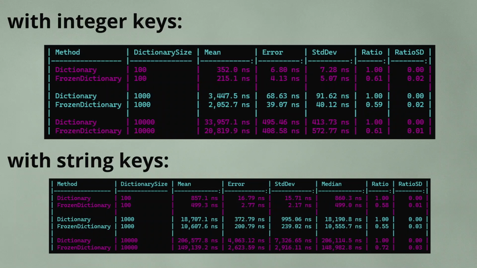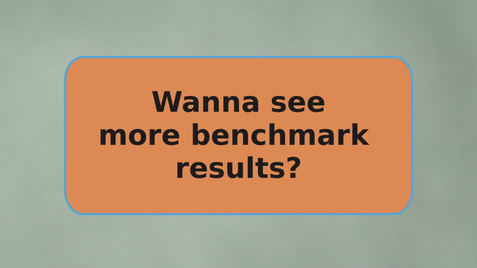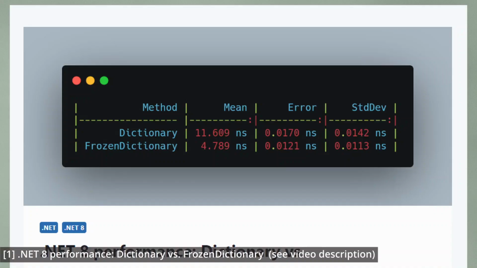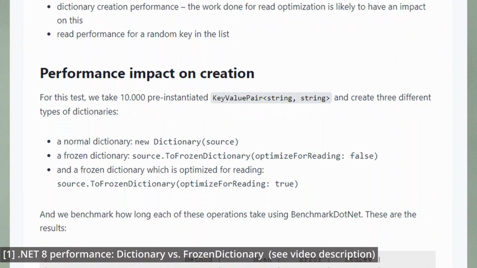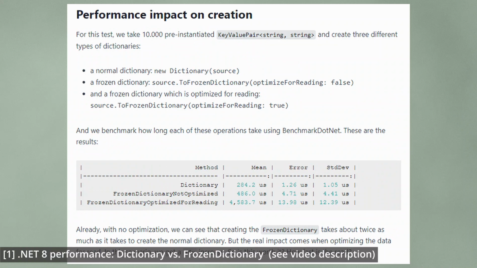and integer keys. For more detailed performance insights regarding frozen dictionary, see the blog article I linked in the description. It is very interesting. It also deals with the performance of creating such a frozen dictionary, which is much slower than for a normal dictionary.